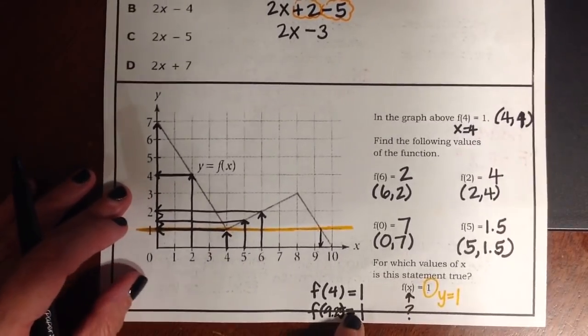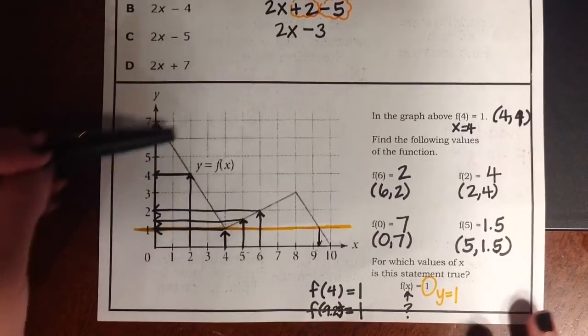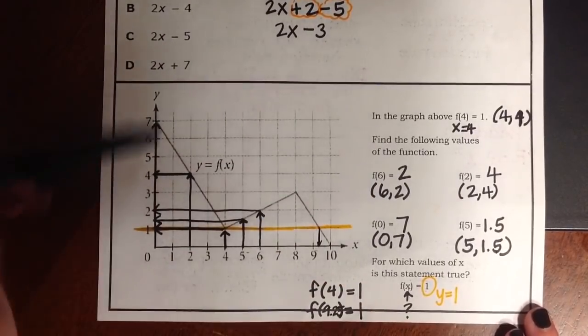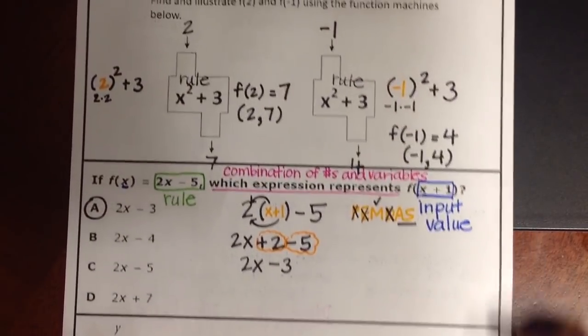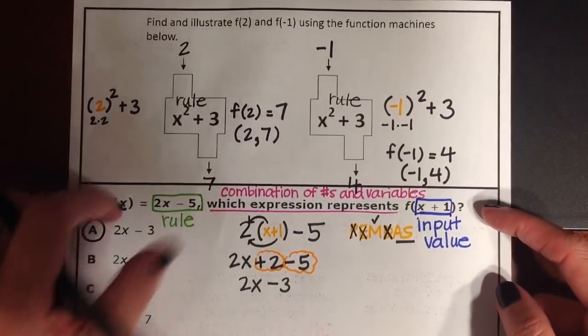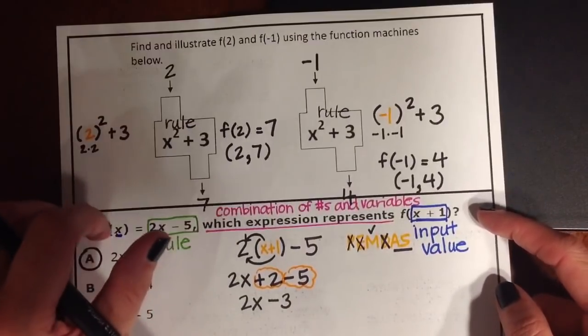Hopefully you now understand how to read input-output values using function notation from a graph, and you know how to use your input value to calculate your output value when you plug it into a function rule.